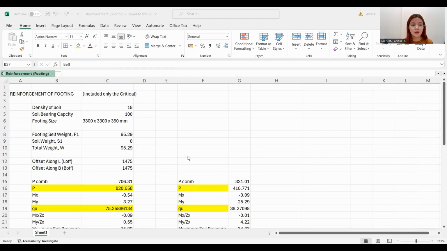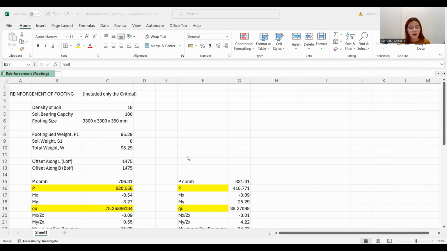So moving on, we have here the reinforcement of footing. I only included the critical. So the density of soil is 18 kN/m. The soil bearing capacity is 100 kN/m. The footing size is 3,300 by 3,300 by 350 millimeters. The footing self weight is 95.29, which gives us a total weight of 95.29, since we don't have the soil weight.